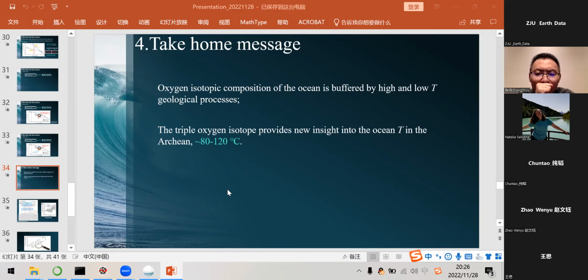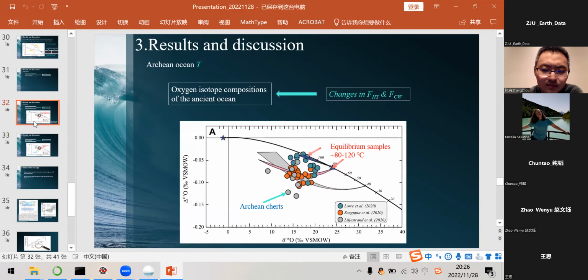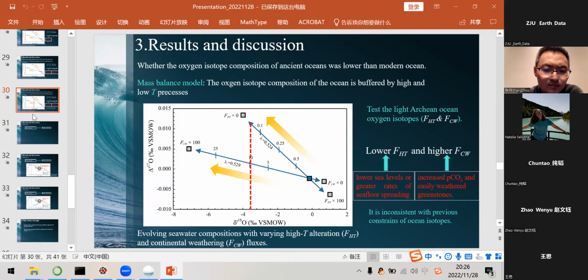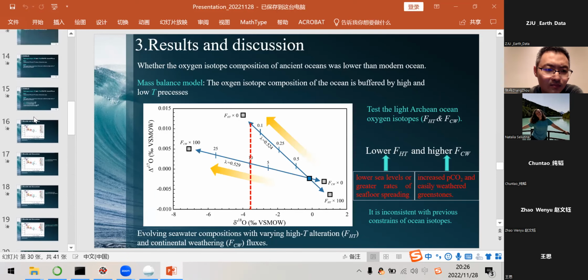Yes, but actually it's controversial, because you can see that there are a lot of hypotheses or assumptions in this research. For example, they assume that the Archean ocean isotope composition is similar to the modern ocean, but maybe this is wrong. There may be other opinions about this problem.